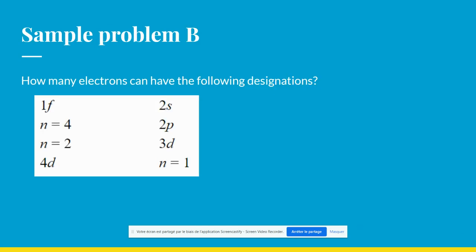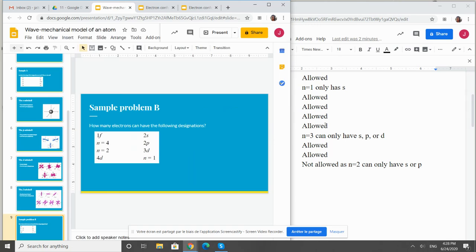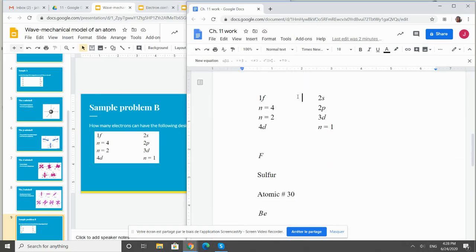Let's take a look through this problem. Okay, so 1f, before we figure out how many electrons it can have, we need to figure out if it's allowed or not. Since this is not allowed, the answer is going to be 0. So 2s, that is allowed, and because it is s, the answer is just 2 electrons. A lot of students are often tempted to multiply it by 2 because they think it's multiplication, and I completely understand why students do that, but this is not a multiplication thing. When we say 2s, we mean n is equal to 2 in the s subshell.